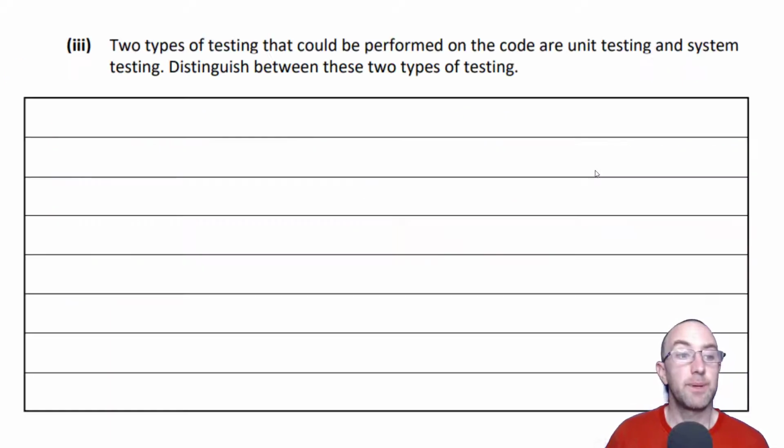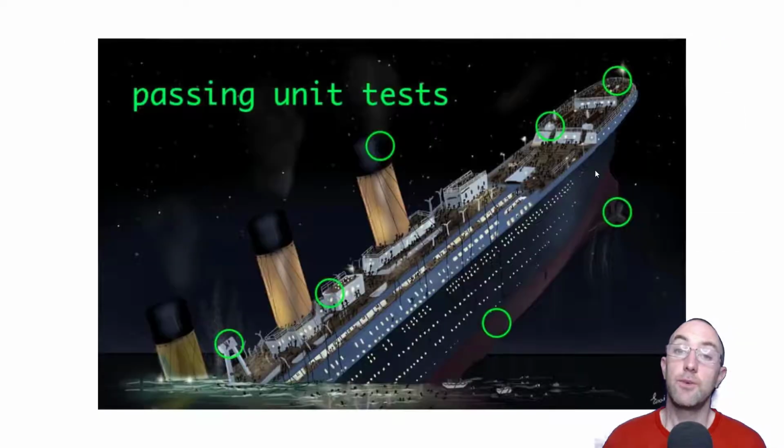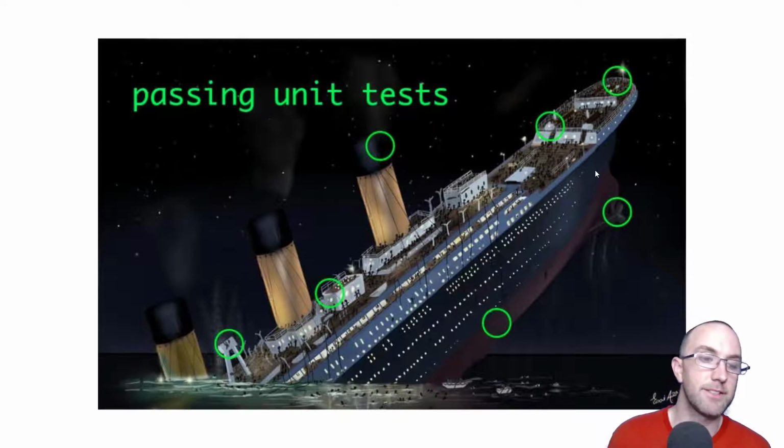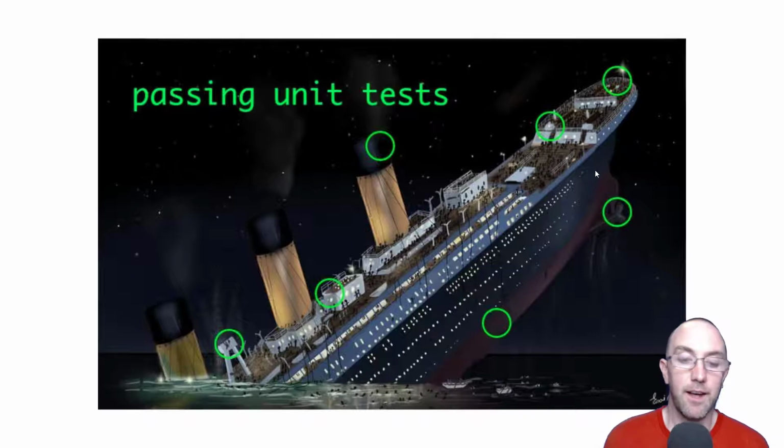All right. Next bit. 2 types of testing that could be performed on the code are unit testing and system testing. Distinguish between these types of testing. Well, unit tests are things you do on little components of your code. In this example, that looks like a fine chimney. I'm sure it's well tested, and the propeller looks good. Now, the entire ship is sinking, but we'll wait until the system test to figure that out.